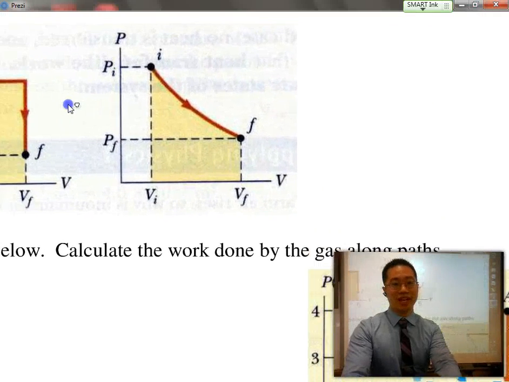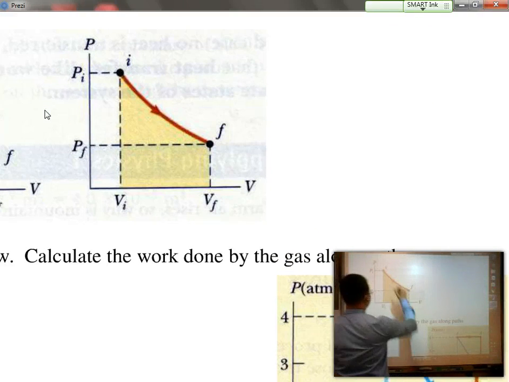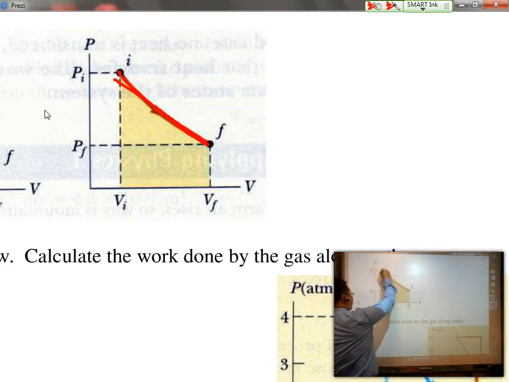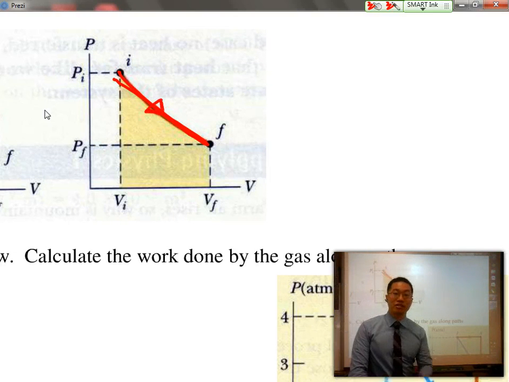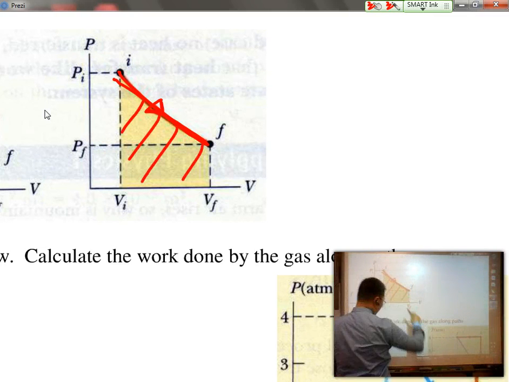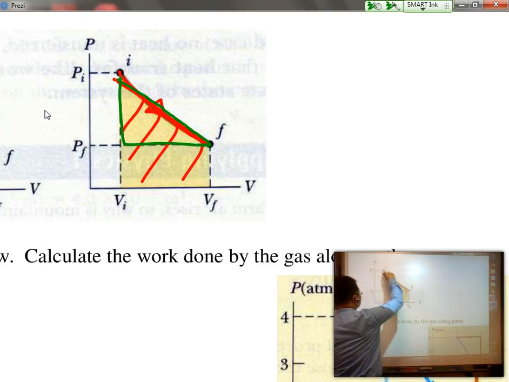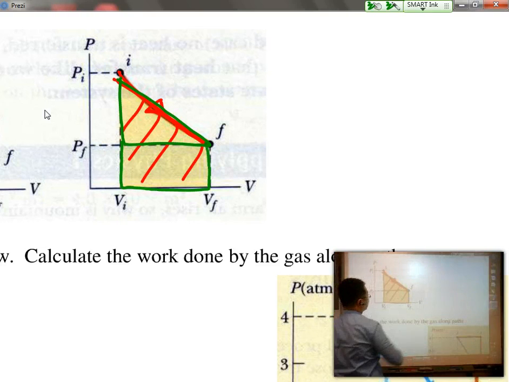If you look at this last example over here, now in this case the line is curved, but I'm just going to assume the line is straight for now. Okay? When the line is straight, it's still easy to solve for the work done because you're solving for the area underneath. It's just that you have to break it down into a triangle and a rectangle. Okay? And you add the two areas together to solve for the total negative work.